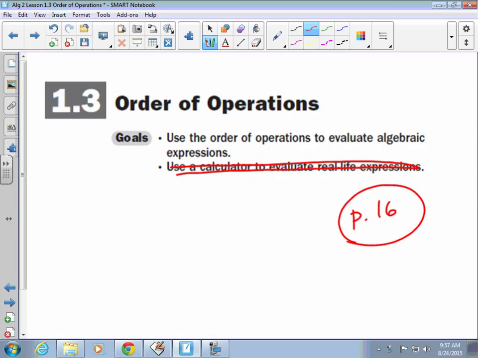We're actually not going to look at how calculators do it. Some calculators work order of operations, and some of them do it exactly how you input it. You'll be able to tell that right away when you use your own calculator. We don't need to spend any time on that.